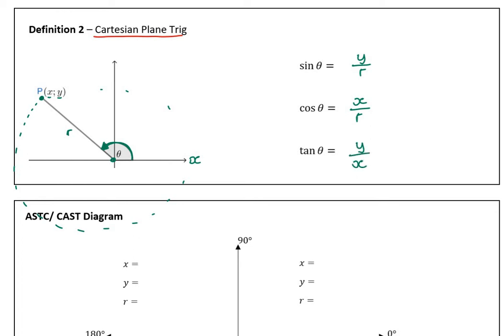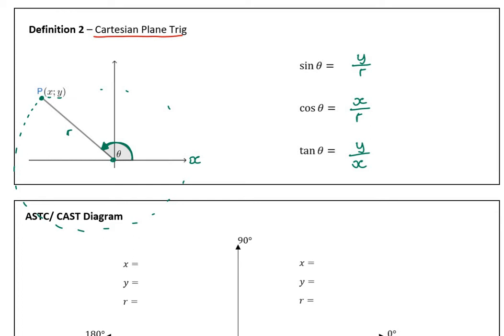Now in your grade 10 year, they would have told you how mathematicians went from definition 1 and then expanded it into definition 2. Now we don't really have to know that, and so I'm not going to dwell on that. The most important thing is there's 2 definitions of trig, and 99% of the time in grade 11 we're going to be dealing with this one, the Cartesian plane trig.